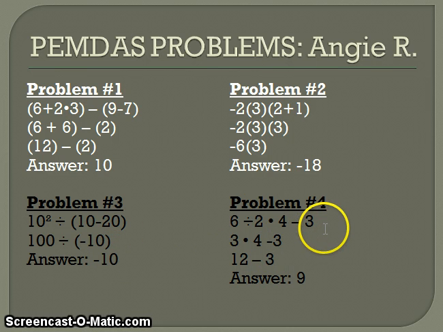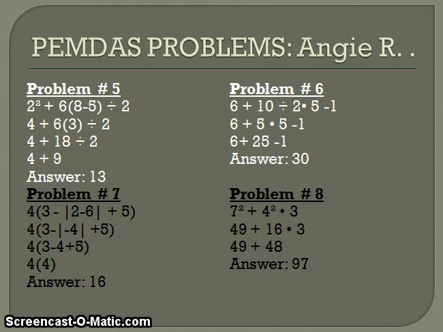For problem number 4, I have 6 divided by 2 times 4 minus 3. Since this is just division and multiplication, I worked left to right. So 6 divided by 2 is 3. Then I multiply by 4, and then I subtract 3. So I get 12 minus 3, and my answer is 9.